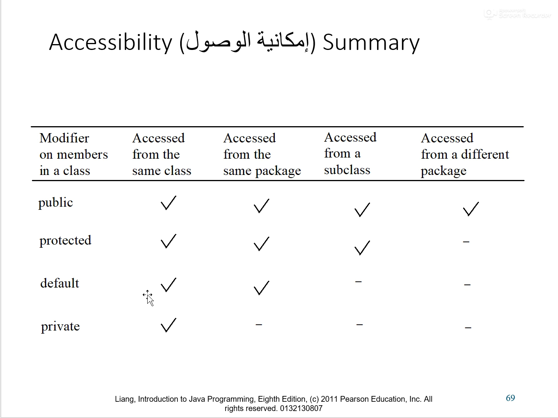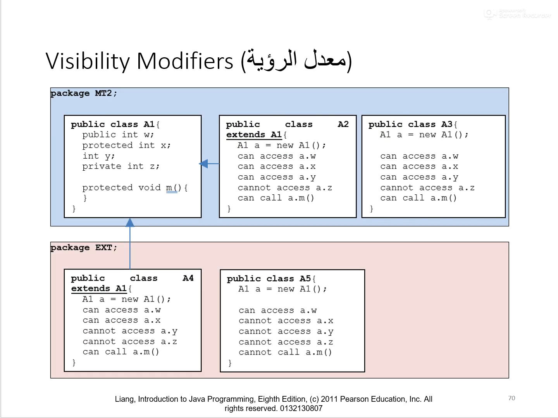If you set it to default, visibility goes down to the same class, of course, and can be accessed by classes in the same package. But even subclasses cannot access that data member or method anymore. And private, of course, as we know, limits access to data members and methods to only within the same class. Here's another way you can remember this. Over here you can see all of these cases at work. So we have one package, this blue one up here, which I call MT2, short for midterm 2.